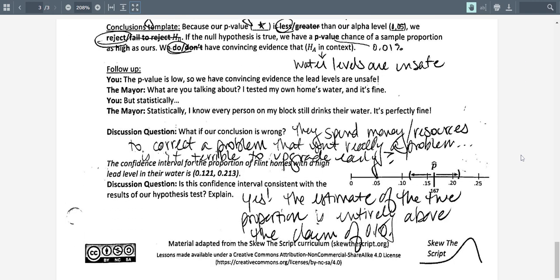And finally, the follow-up. So, statistically, working through the little banter there with the mayor: every person on my block still drinks it, it must be just fine. Because, again, this is a big deal. And to be wrong about it, if we end up being wrong, then we end up spending money and resources to fix a problem that's not really a problem.